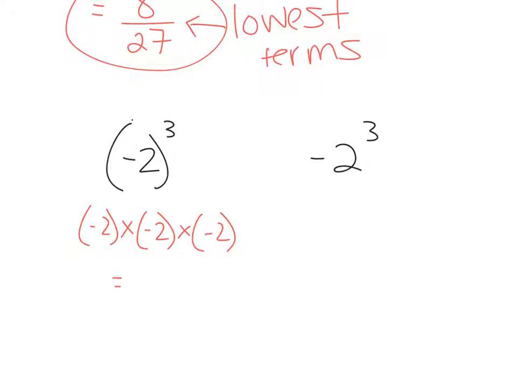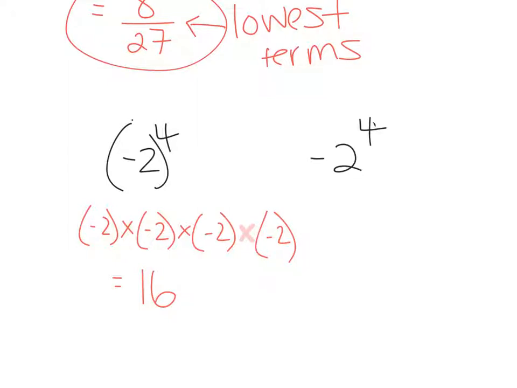Oh, I picked a bad exponent. Redo. Let's say the exponent's actually a 4. It's going to be better. Okay, so we're multiplying it by itself 4 times. So -2 times -2 times -2 times -2 ends up being 16.